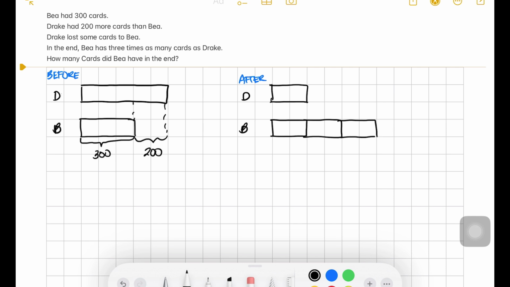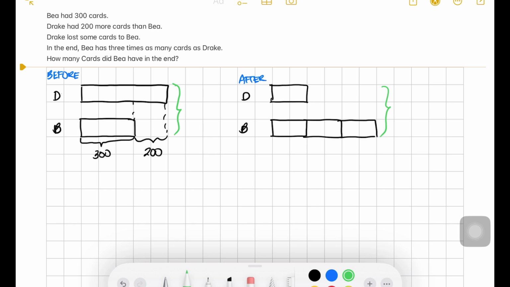The question now is, did any of the cards get lost? It didn't say that cards were lost or got broken. It was just transferred from one person to another. So in that case, we know that the total before and after is the same. So the total here and here is the same because again, the cards were just transferred from one person to another. None of it got lost.